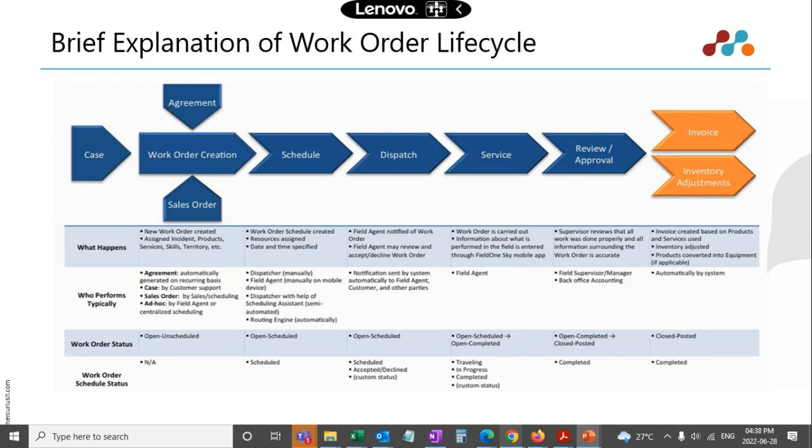This is the general work order lifecycle. A work order can be created either from a case, it can be created automatically from a service agreement, or it can be created from a sales order. Now, this sales order, either you can create it in your Dynamics 365 Sales, or you can create your sales order in your ERP applications like Dynamics 365 Business Central. And through integration, these sales orders can come into CRM or Dynamics 365 Field Service as a work order.